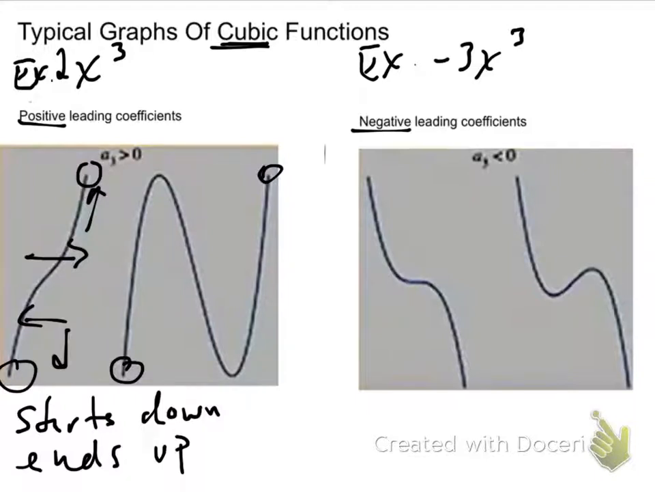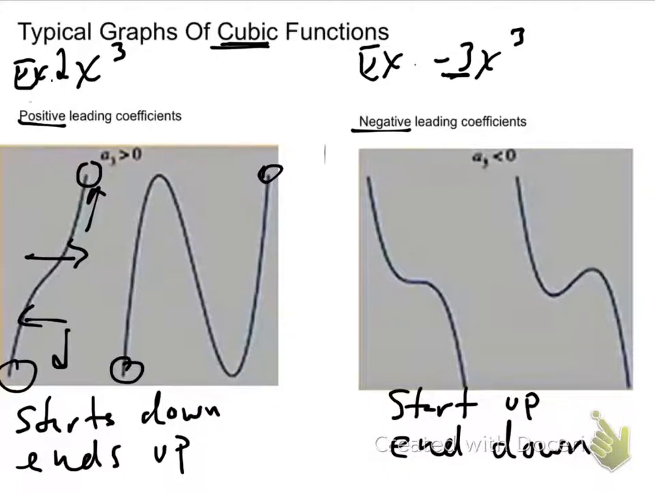Now, if the leading coefficient of a cubic function is negative, I'm going to start up and end down. Okay? You think about this as doing the Elvis. One finger points up, one finger points down. Or some dude doing a bad disco dance. Alright, however you want to remember it, the end behaviors are the opposites of each other for cubic functions.